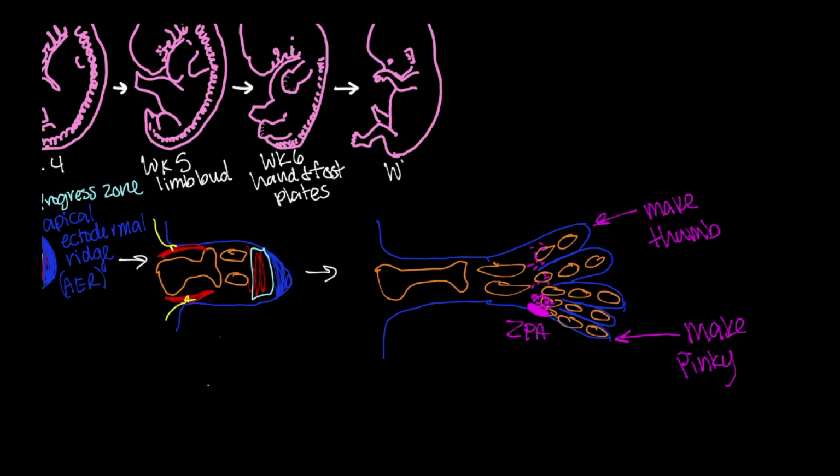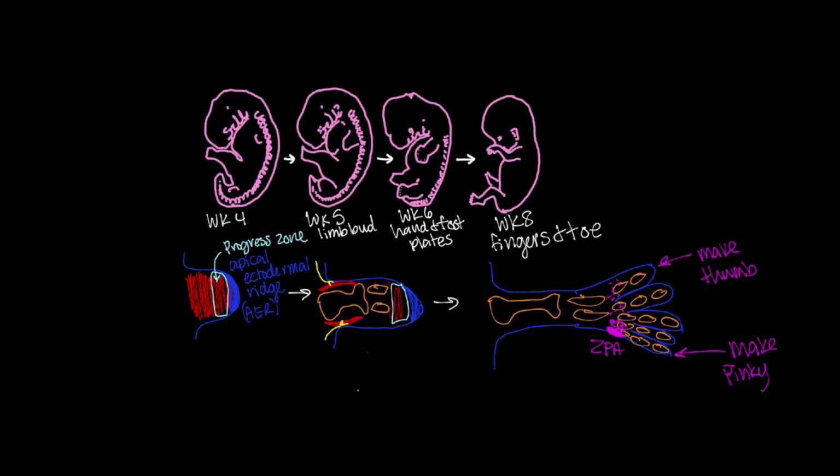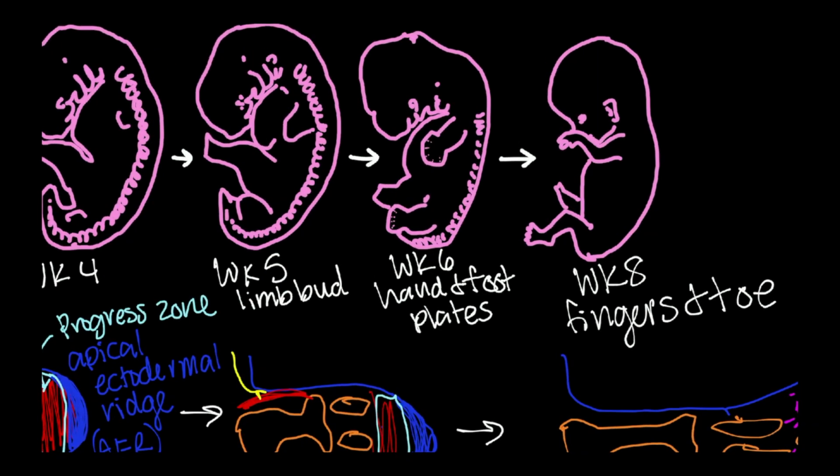And then by week 8, we have those fingers and toes fully formed. Between weeks 6 and 8, I'll put it in green here. Week 7, the limbs will actually rotate. The upper limb will rotate laterally 90 degrees, and the lower limb will rotate medially 90 degrees. And this is pretty much why the big toe is located on the medial aspect of the foot, and the thumb is located on the lateral aspect of the hand.